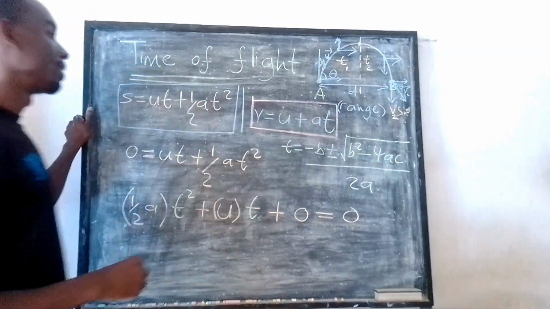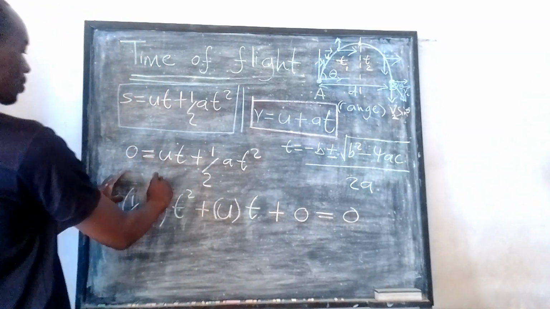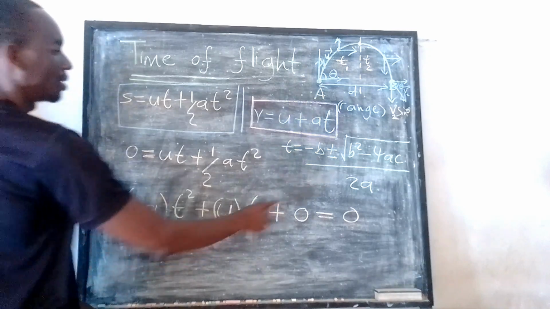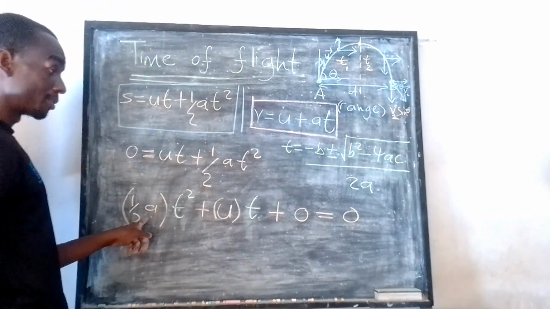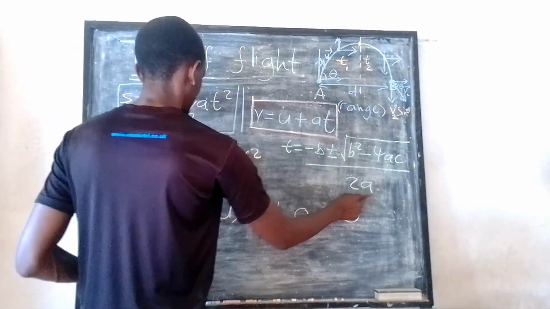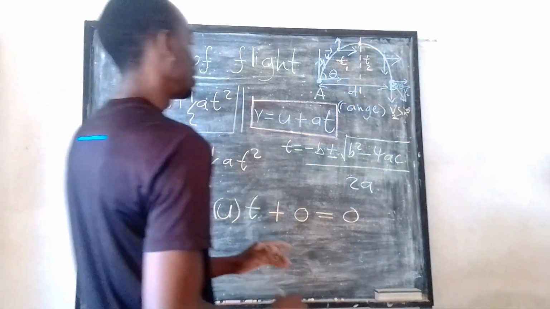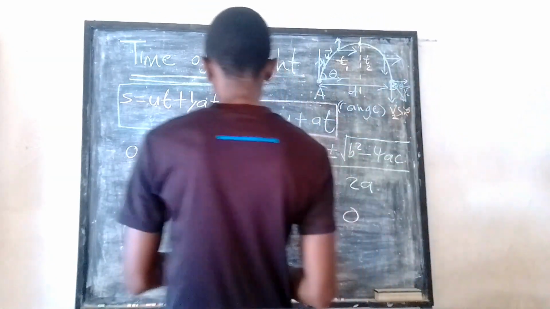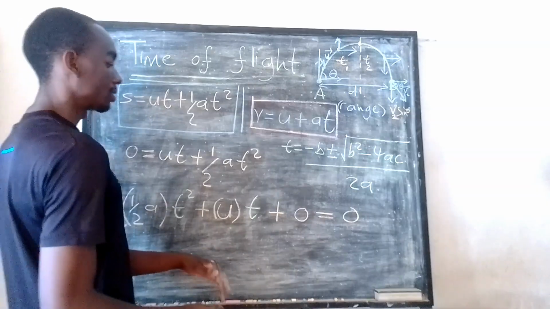All over 2a. So what is your a in this scenario? Your a would be half the acceleration. Now this a and this a are not the same, please. This is the acceleration. This stands for this first part of the expression. Then your b, what should be your b? Your b would be this part of the expression, which is the initial velocity.